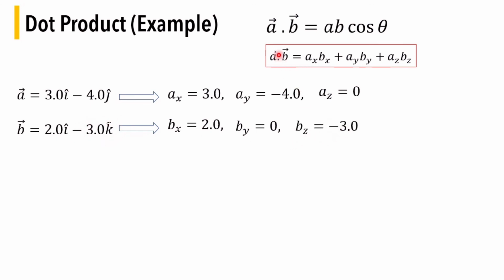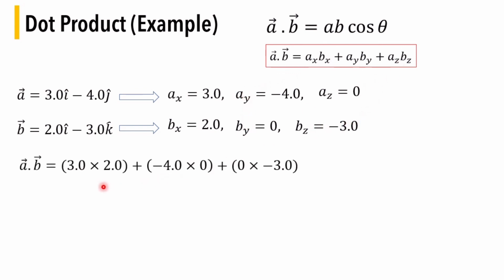Now we use this formula. We simply multiply ax with bx plus ay with by plus az with bz, and we get our result very quickly like this. So this is very simple, right? We do not need to go through all the procedure that we went through before. If we can memorize this formula, this is very simple.